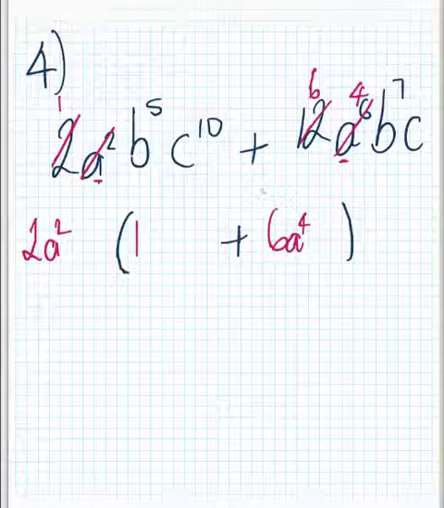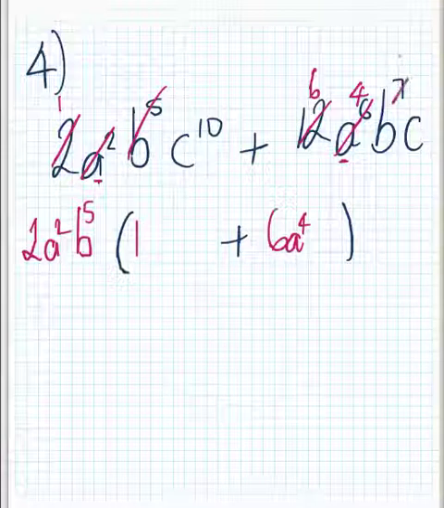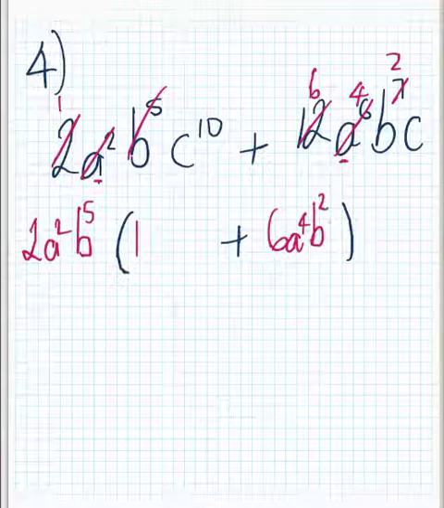Next, I've got my B's. I've got 5 here and 7 there. My smallest amount is 5 B's, so out it goes. It's gone from this side. And 7 take away 5 is just 2, so I end up with B to the power of 2 on this side here. And my B is taken care of.